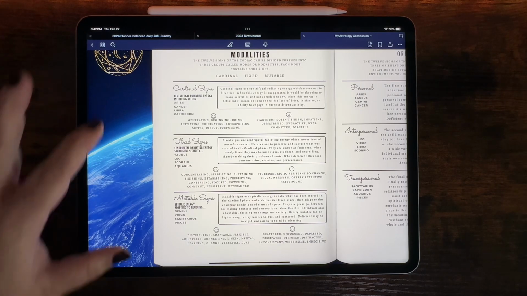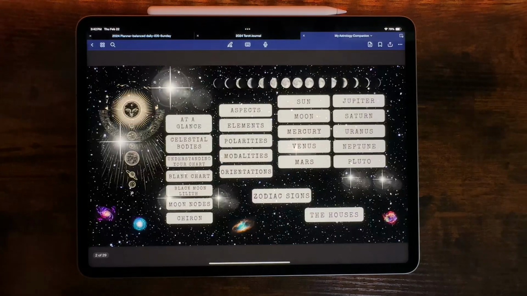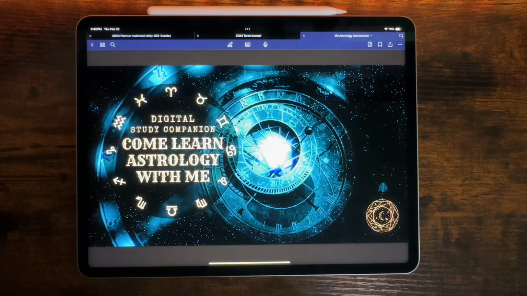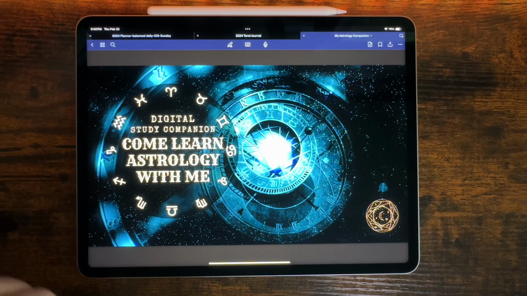So today I am in my digital study companion that I created a year and a half ago, I think. A while ago, I don't know. I do sell this on my amethystascension.com. It is my Learn Astrology With Me, and it is a digital companion.